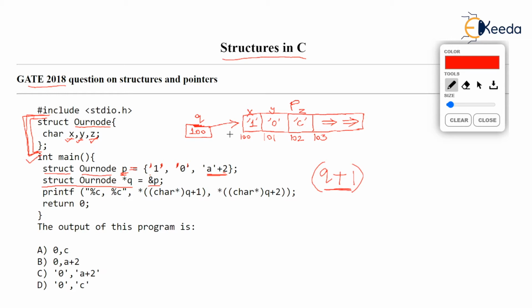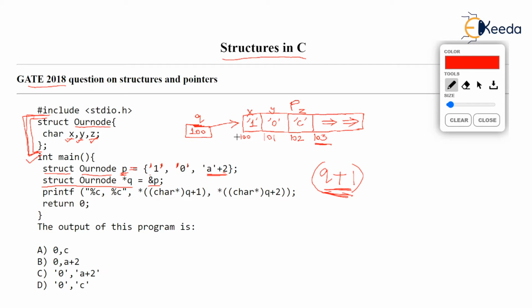So q will then have address 103. Are you understanding? Increasing an int pointer by 1 increases it in such a way that we get the next integer in memory. Increasing a double pointer by 1 takes us to the next double in memory, isn't it? So increasing a structure pointer will increase the pointer by an amount equal to the size of the structure. The size of this structure is 3 bytes. So if you say q plus 1, we will get the address of the next structure, and the next structure can be available only at 103. Okay, I hope you got this.